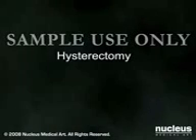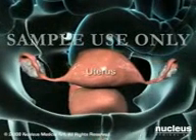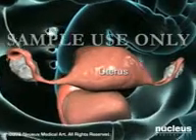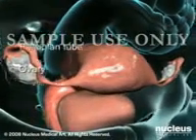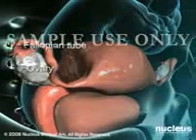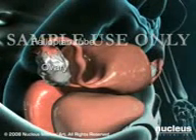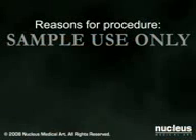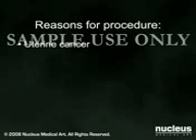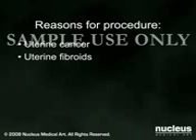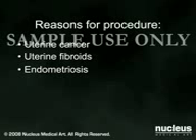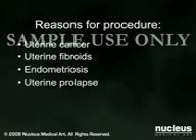A hysterectomy is the surgical removal of the uterus. When the ovaries and fallopian tubes are also removed, this is called a hysterectomy with salpingo-oophorectomy. A hysterectomy is done to treat uterine cancer, uterine fibroids, endometriosis, uterine prolapse, and other gynecological conditions.